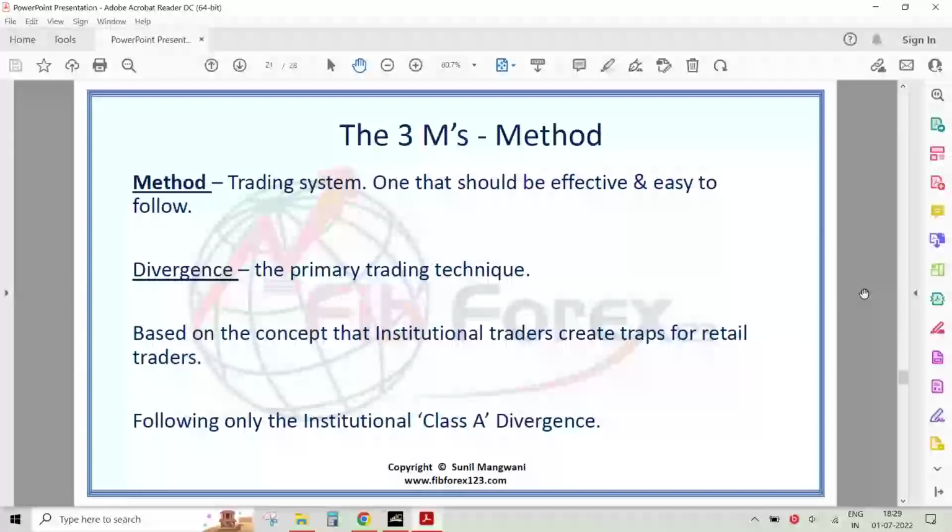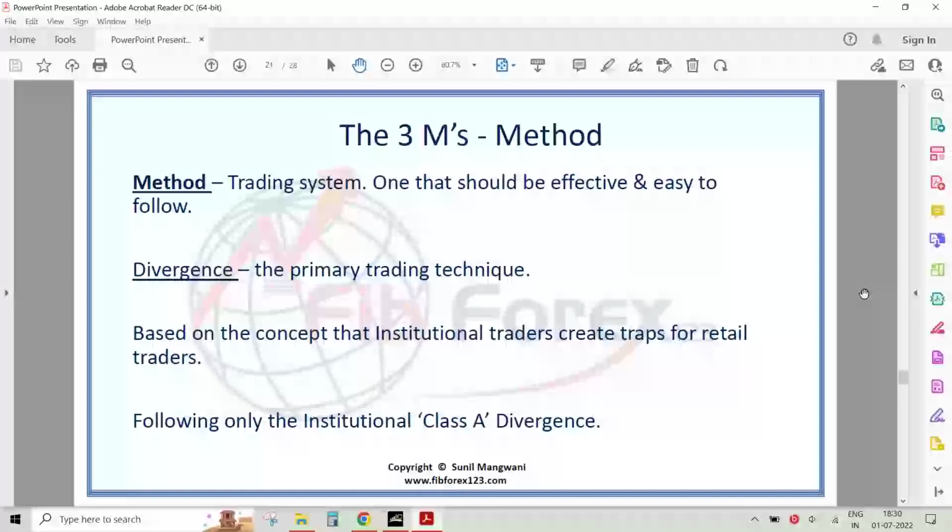And then the method, the last part of it, as we say, choose a trading system which is effective and which is easy to follow. Do some testing on it, whatever system you may be following. Now, we follow divergence, which is a primary trading technique.